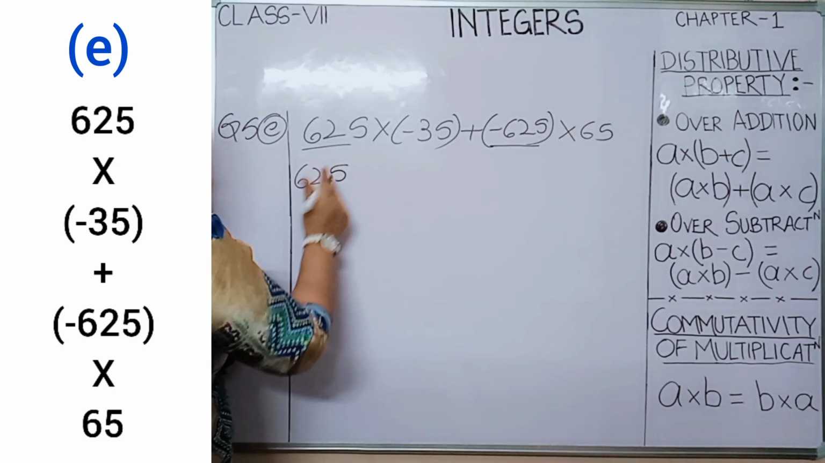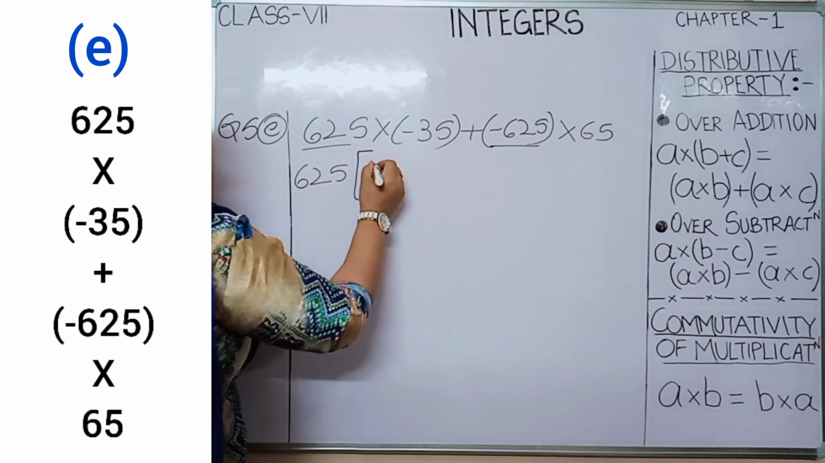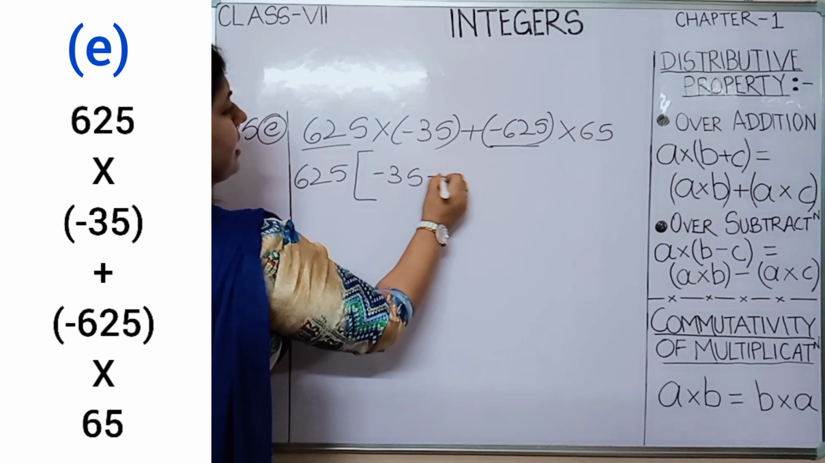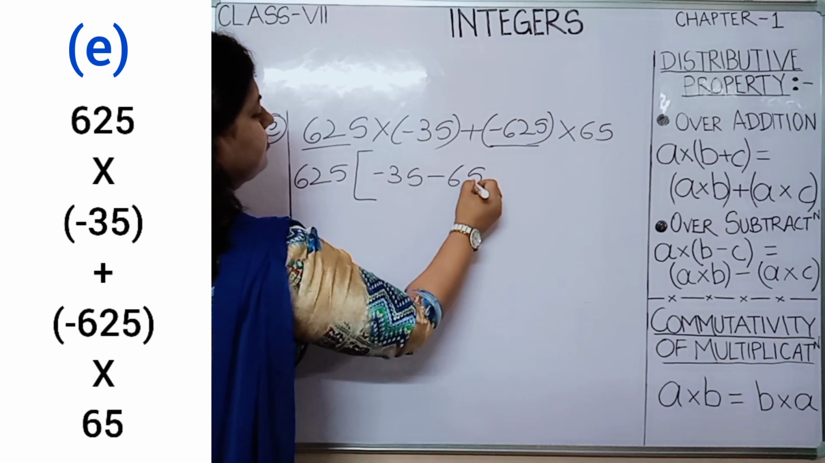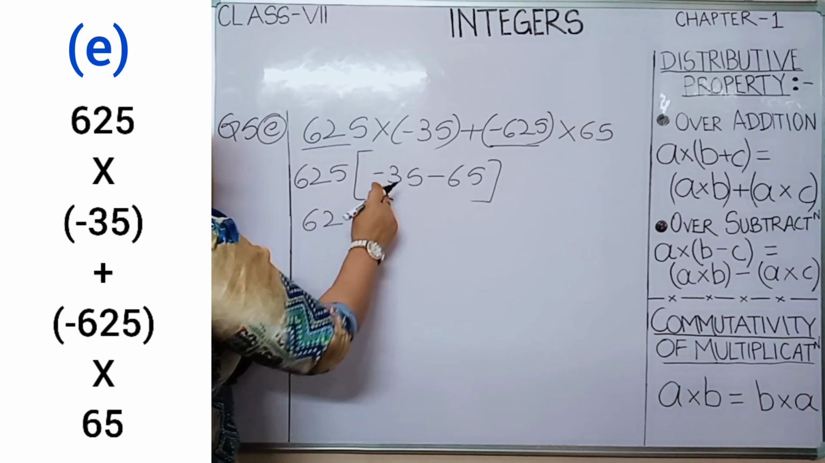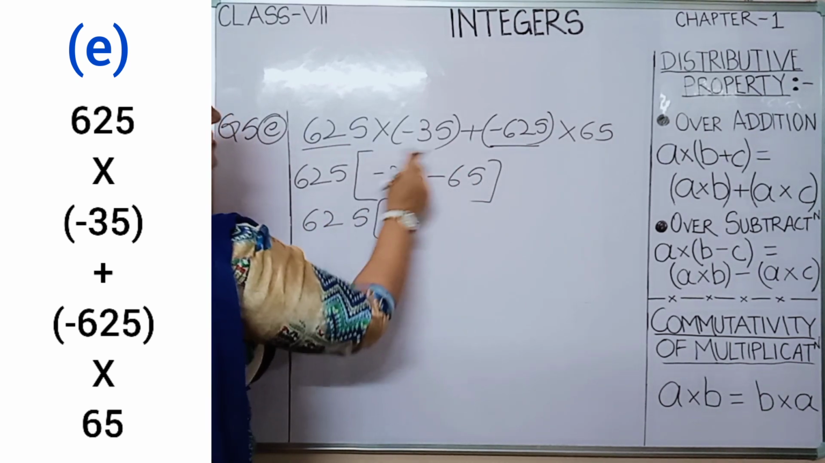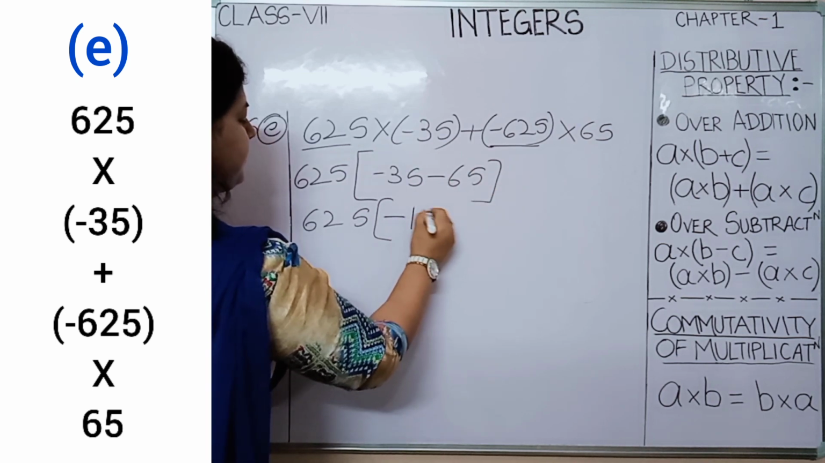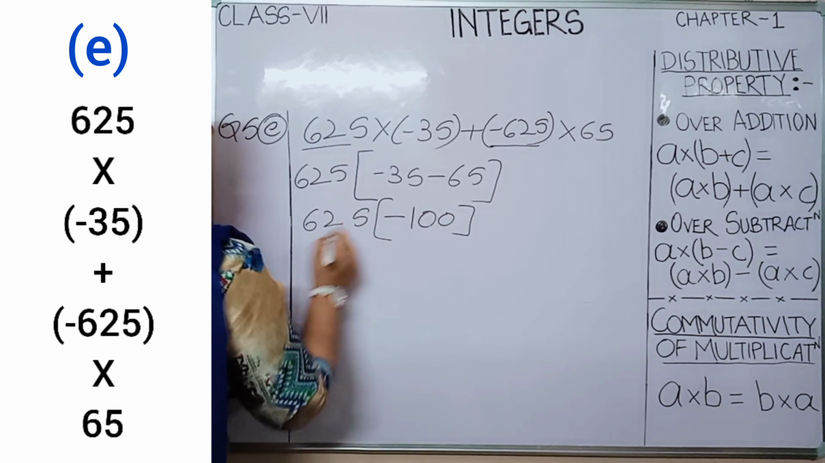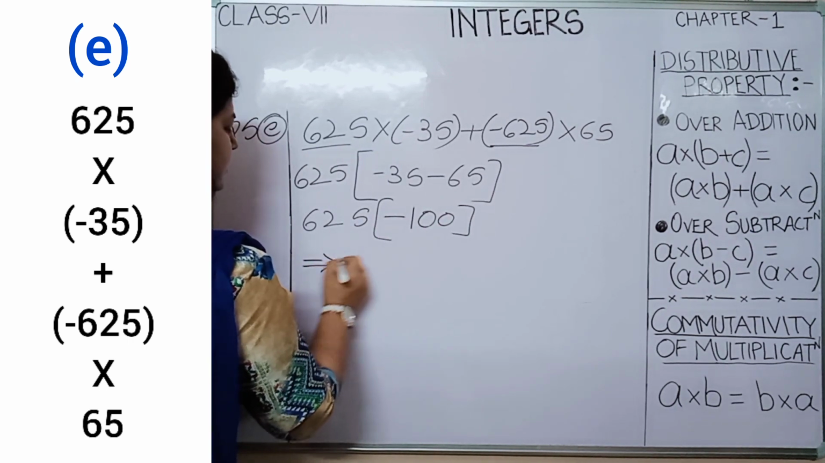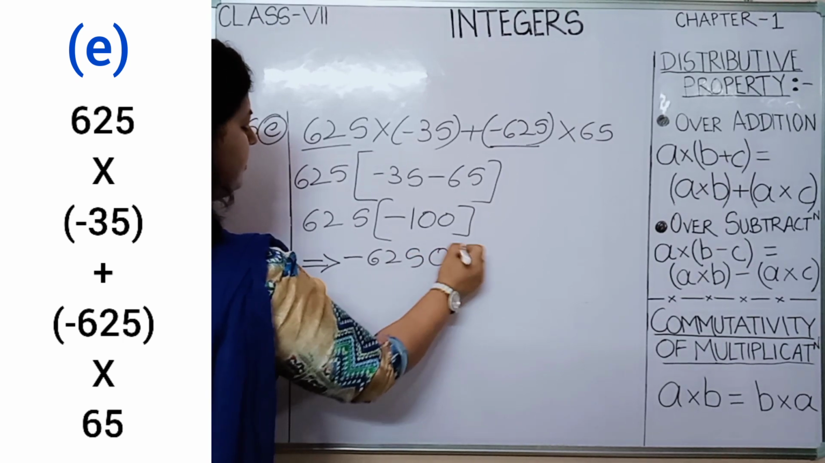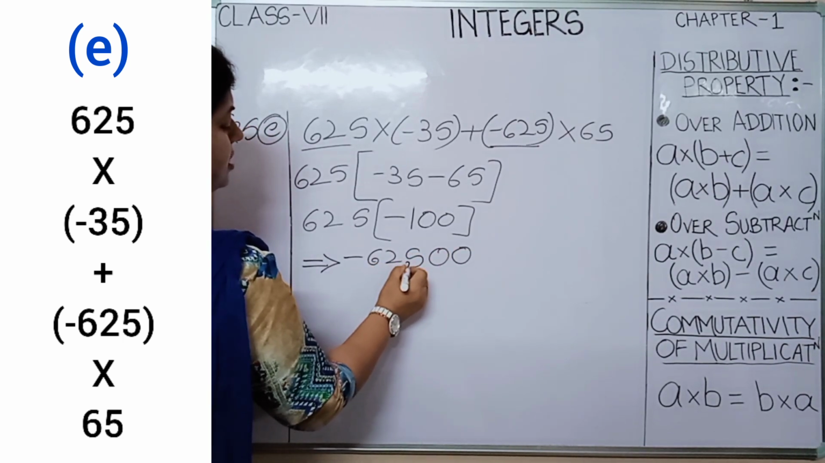So taking 625 common, minus 35 and minus 65. We are adding these two numbers as minus minus is plus. Now multiply 625 with minus 100. We get minus 625 and the answer is 62,500.